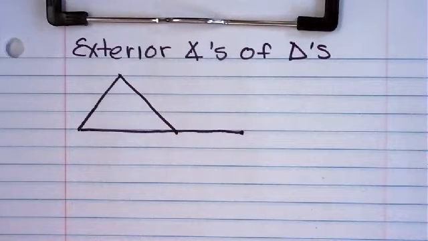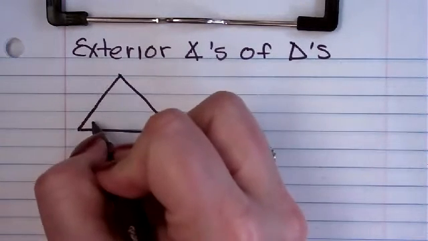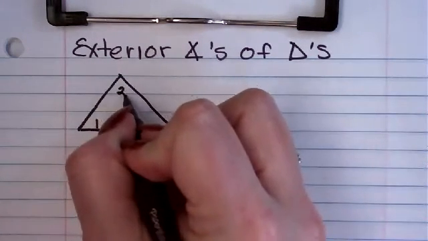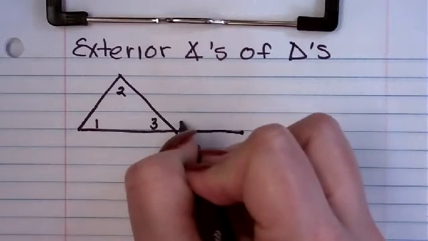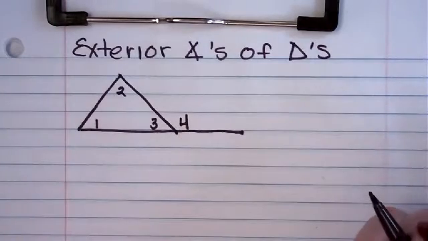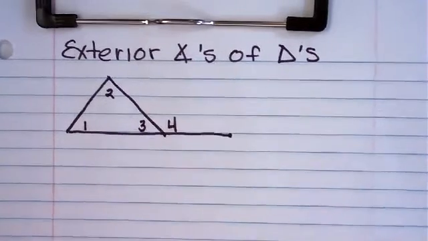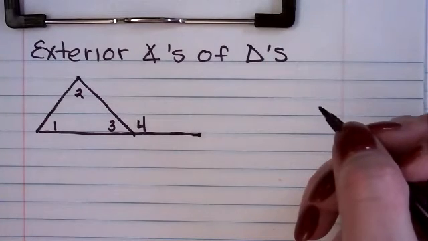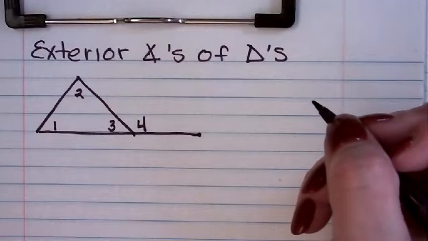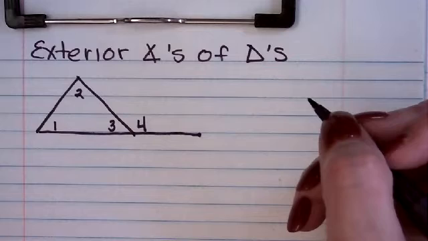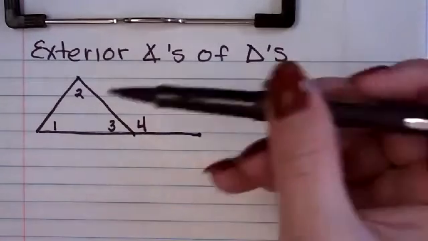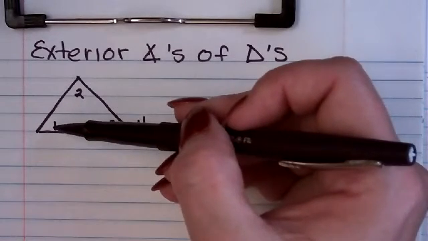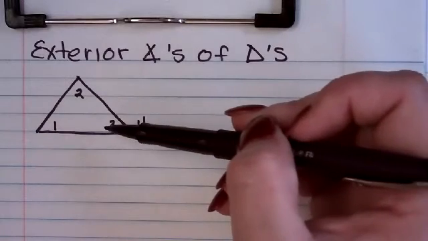Okay, now I have 4 angles in this picture, so I'm going to label them 1, 2, 3, and 4. Okay, now we've got 3 vocabulary words we need to make sure we understand. The first one is interior angles. Interior means inside. The angles that are inside the triangle are angles 1, 2, and 3.